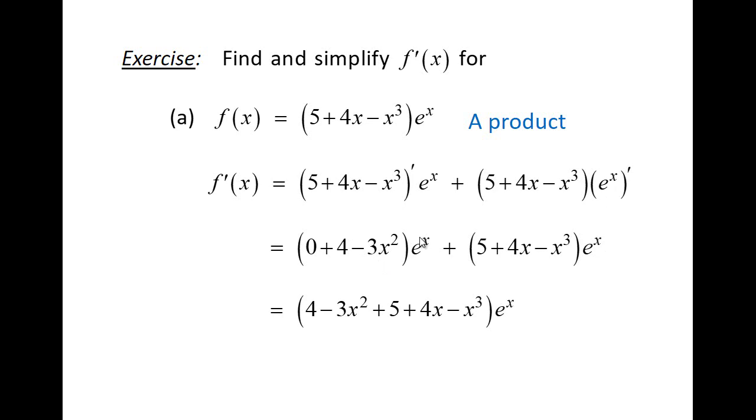So right here we can factor out e to the x. If we factor out e to the x, we get 4 minus 3x squared plus this quantity here, it's 5 plus 4x minus x cubed. And then let's simplify this expression. So we get e to the x times negative x cubed, negative 3x squared, plus 4x, plus 5 plus 4 is 9. So that is the derivative of this given function, where we simplified the answer as well.